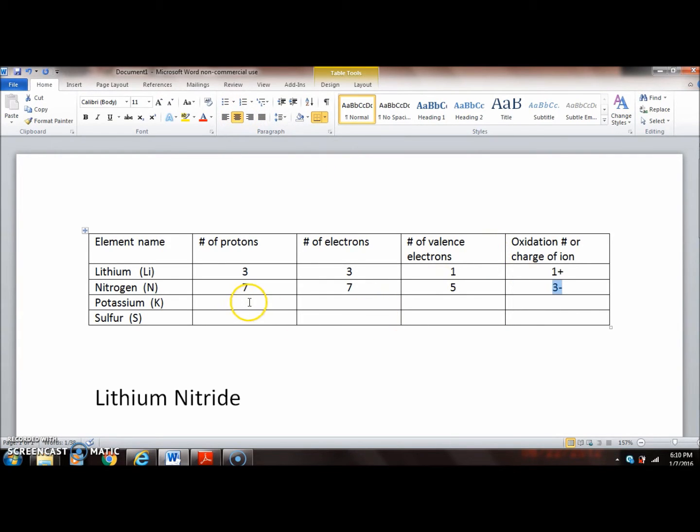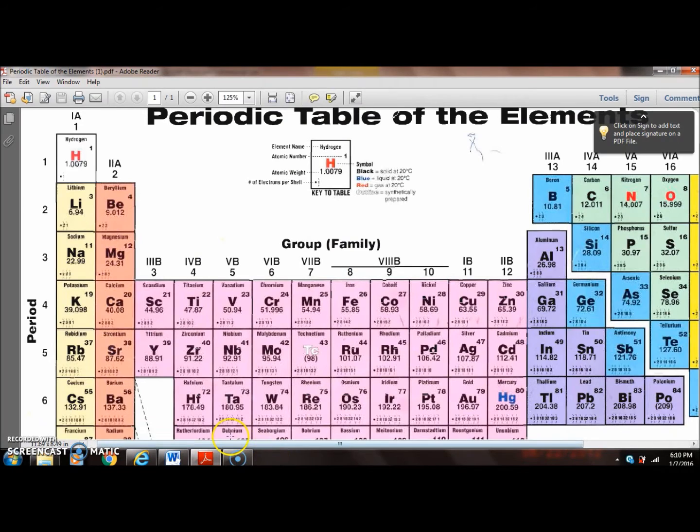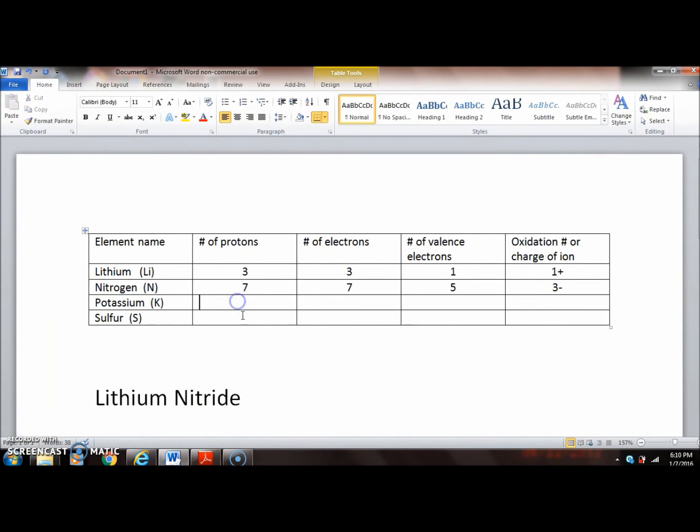Okay, let's go fill in potassium. Let's go back to our periodic table. Potassium's atomic number is 19, and it's got 1 valence electron. So it's got 19 protons, 19 electrons. It's got 1 valence electron, which means it also will become a 1+ charge.